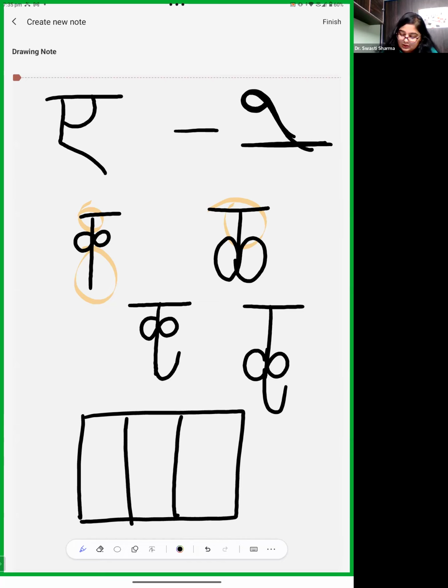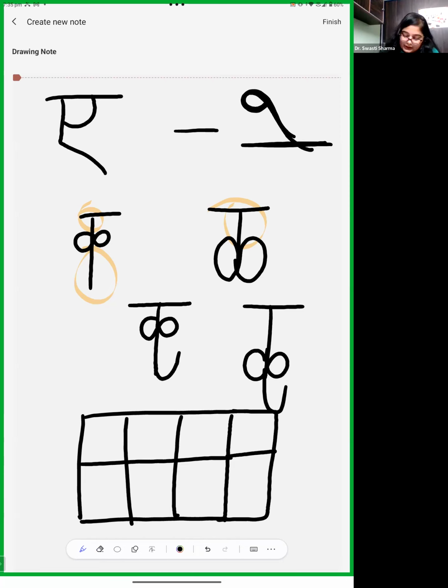Suppose these are the boxes and you have to write these letters in them. How will you make it? We start from here. We give space to ka here, then we make kri. Kri will be like this, but cha is a bigger one. There will be space, then we make cha and then the rikar matra. So there will be a starting gap from the upper line.